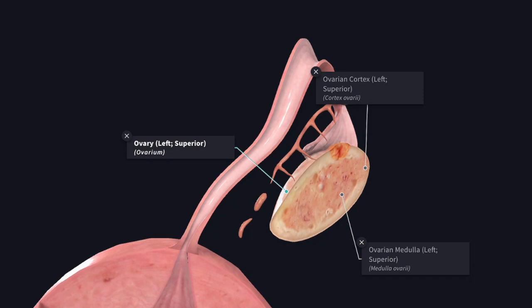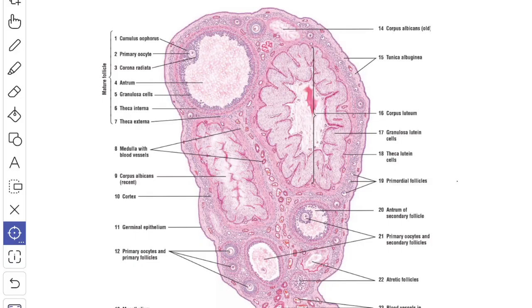So this is a section of the ovary. Here you can see the outer layer, the meso-ovarium, and this is the cortex, and this is the medulla of the ovary. This is a histological picture of the ovary. Here you can see the outer layer.